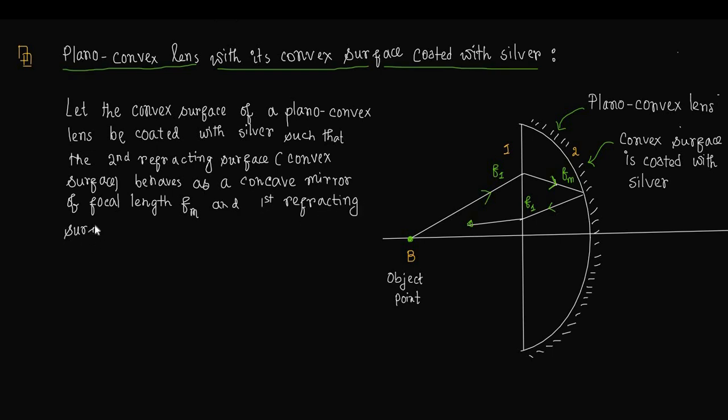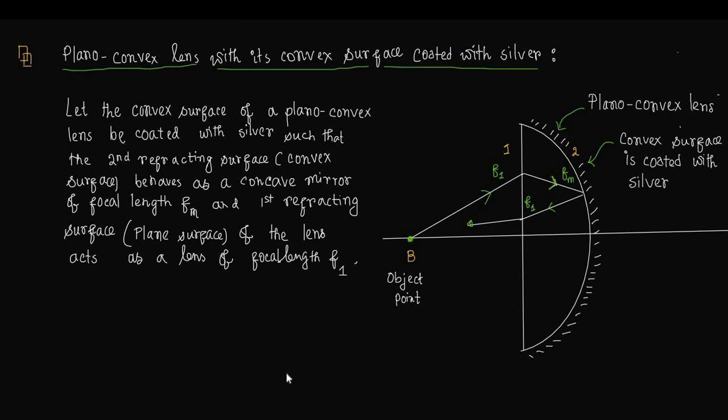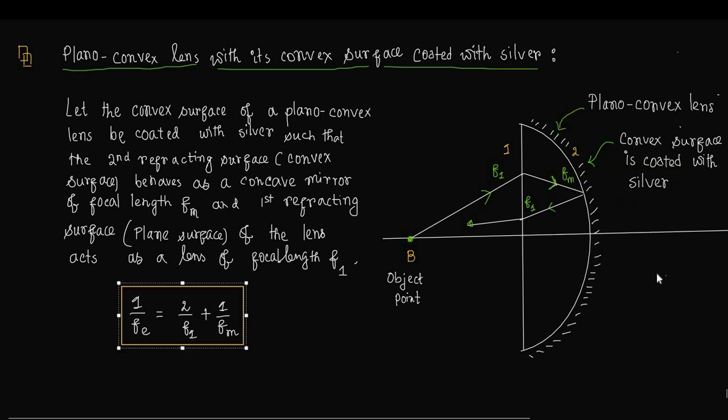The first refracting surface, that is the plane surface of the plano-convex lens, acts as a lens of focal length F1. Therefore, the reciprocal of equivalent focal length, that is 1 by FE, is equal to 2 by F1 plus 1 by FM. That is the expression of the reciprocal of equivalent focal length of a plano-convex lens with its convex surface coated with silver.